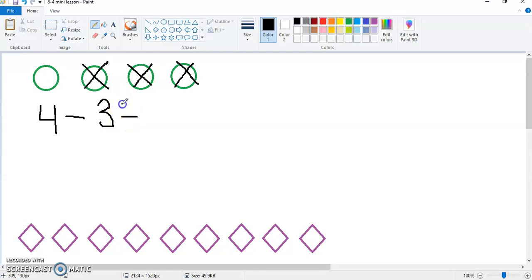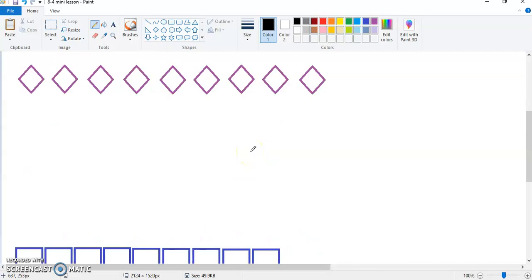equals how many left over? Well, let's look. We started with 4, we took away 3, and left over we have 1. We have 1 green counter. So our final number sentence says 4 in all, take away 3 equals 1 left over. Okay, here we go. So we're going to move on.